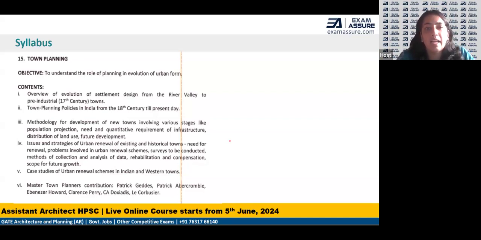and most importantly, theories by very important planners or their contributions, like contribution by Patrick Geddes, Ebenezer Howard, C.A. Doxiadis, all of these, their theories, right? So the theory of ekistics by C.A. Doxiadis, or neighborhood concept by Clarence Perry. All of these would be important.